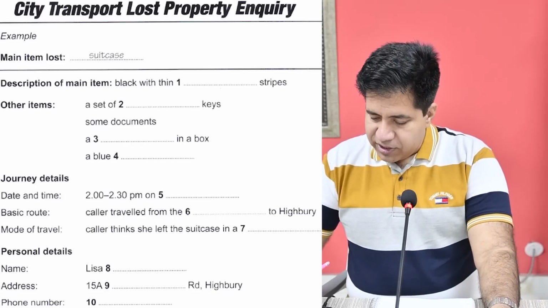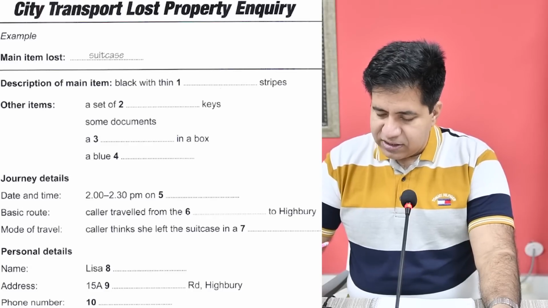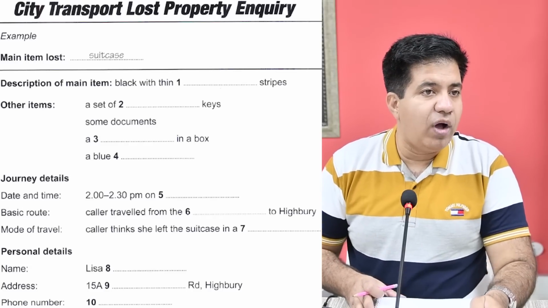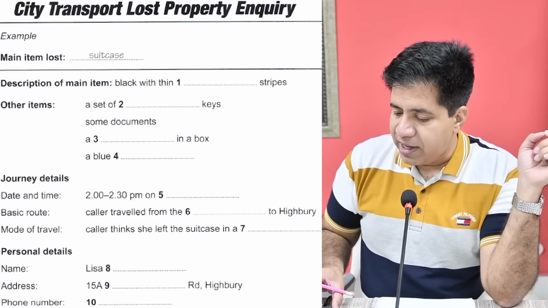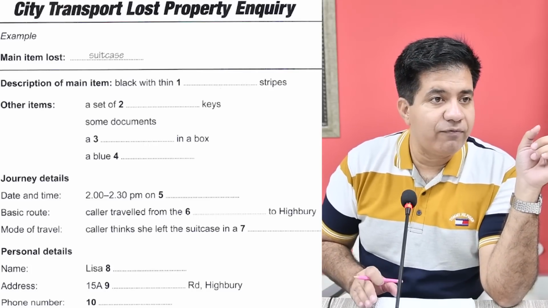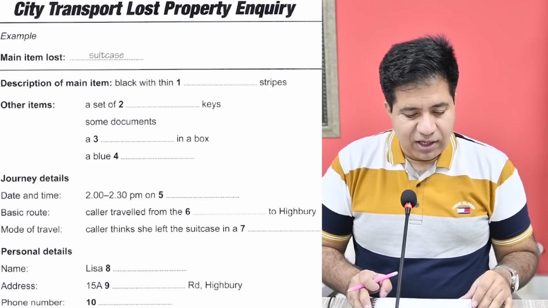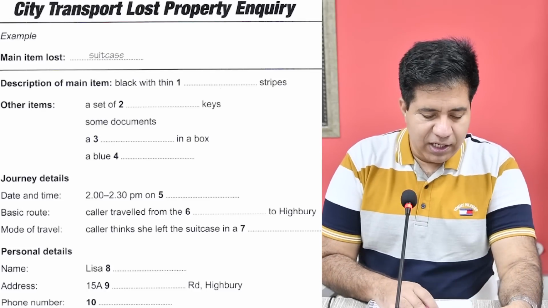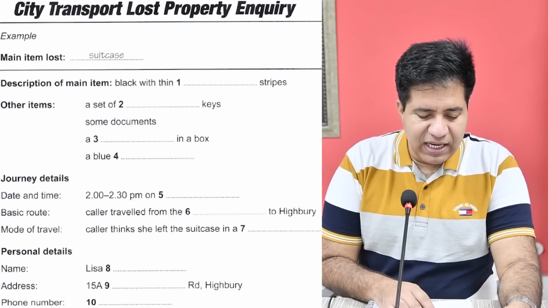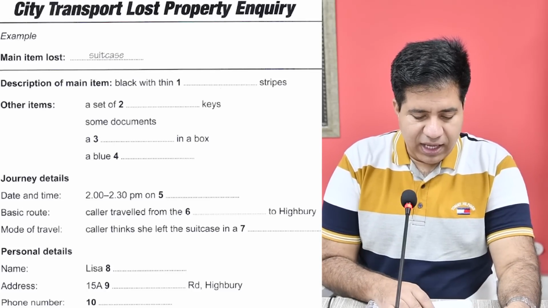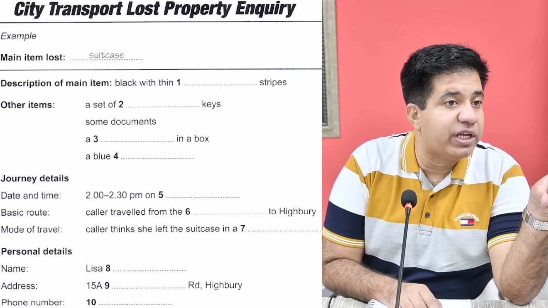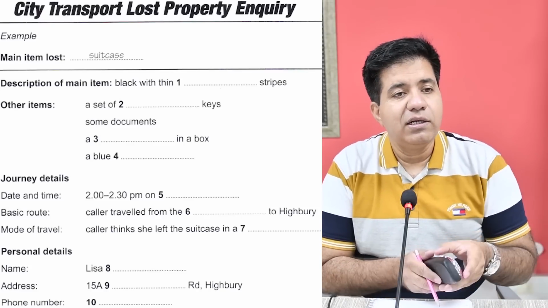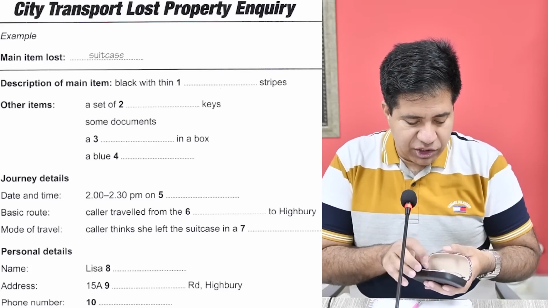Okay, test number 5, and this is Cambridge Official Guide to IELTS, the test you are carrying now, and it's test number 5. So let's take a start. City transport, lost property. Description of main item. Okay, now description of main item, what is that? Above they have mentioned suitcase. Can you see that? Yes. Suitcase is already mentioned.